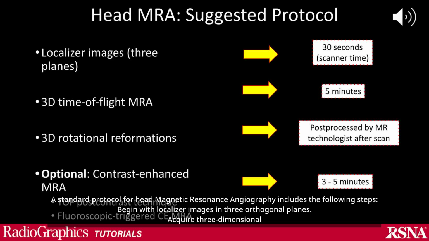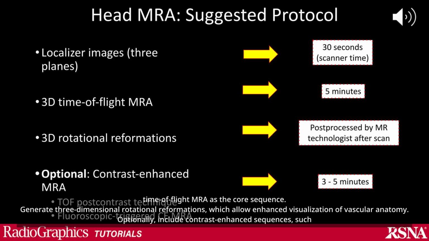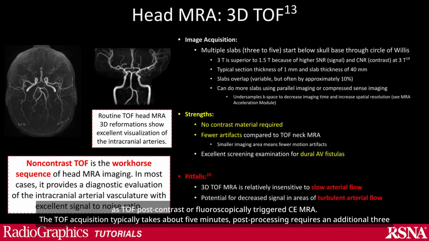A standard protocol for head magnetic resonance angiography includes the following steps. Begin with localizer images in 3 orthogonal planes. Acquire 3-dimensional time-of-flight MRA as the core sequence. Generate 3-dimensional rotational reformations, which allow enhanced visualization of vascular anatomy. Optionally, include contrast-enhanced sequences, such as TOF post-contrast or fluoroscopically triggered qMRA.